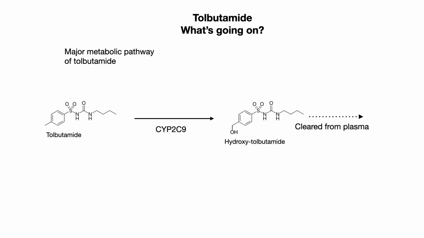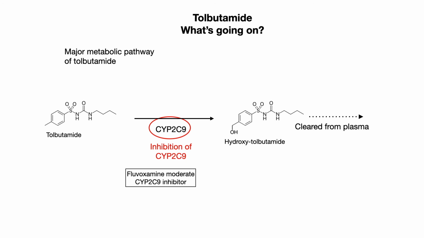What's going on with Tolbutamide? It's cleared through CYP2C9 to the hydroxy metabolite, which is then cleared from plasma. And so we're looking at the inhibition of CYP2C9. That occurs with fluvoxamine, but it's only a moderate inhibitor. And so consequently, you only get a mildly reduced plasma clearance. So in this case, there's a quantitative difference in the change of the pharmacokinetics compared with the other drugs.